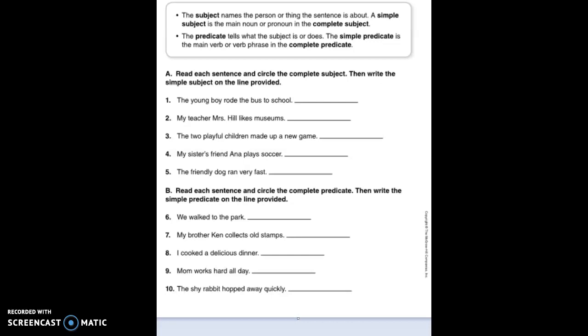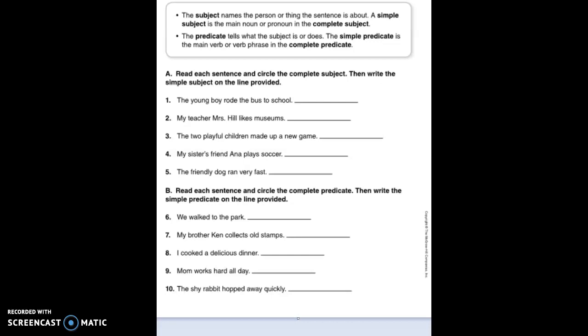Number 4, my sister's friend Anna plays soccer. Write the subject on your paper. Number 5, the friendly dog ran very fast. What is the subject of the sentence? Write it on your paper.